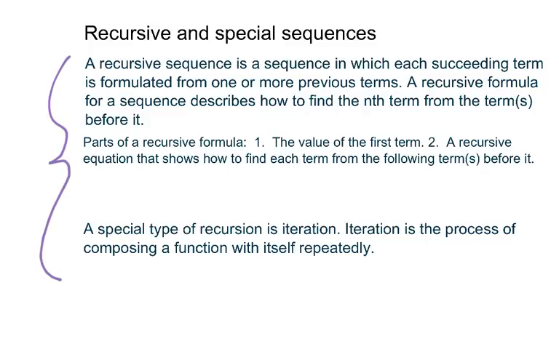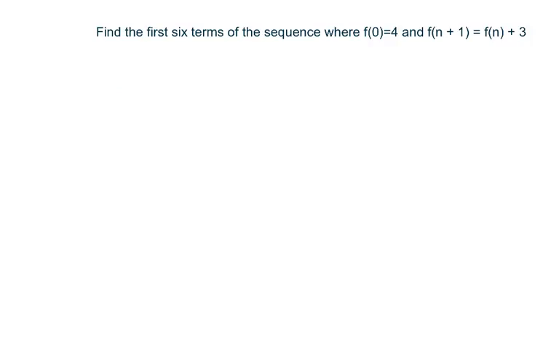Okay? So basically, we have an example here where we have to find the first 6 terms of a sequence, and they give you f of 0 equals 4, and they give you the formula. So they're giving you the parts of the formula, the value of the first term, and a recursive equation that shows you how to find each term from the terms before it. Okay, so we have to find the first 6 terms.